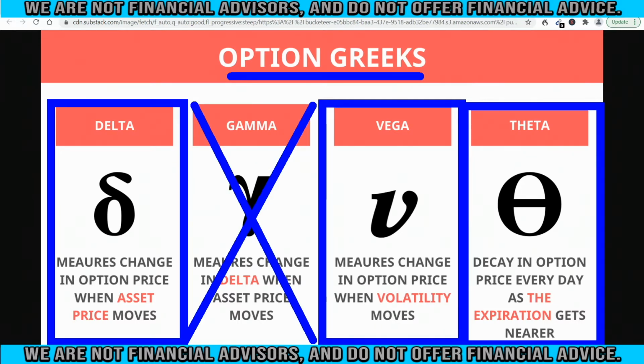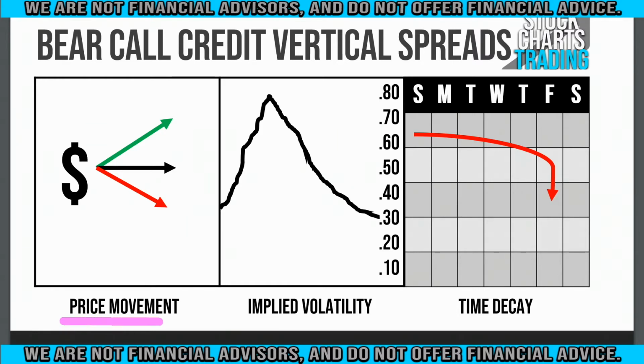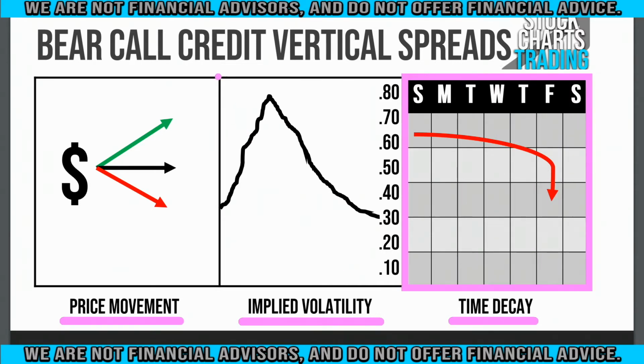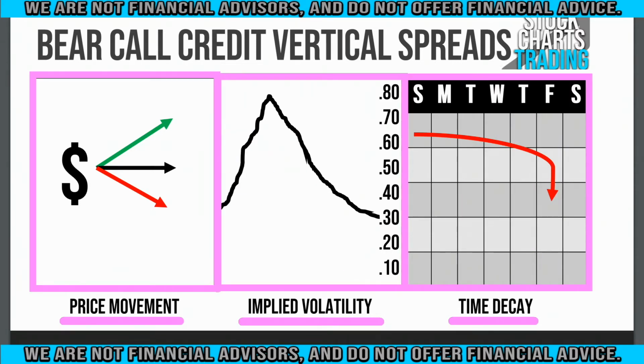expiration gets nearer. So what we need to do is take the three important things here, price movement, implied volatility, and time decay, and realize that the cost of your option includes all three of these separately. And depending on how each one of them works, will depend on how much money you make.